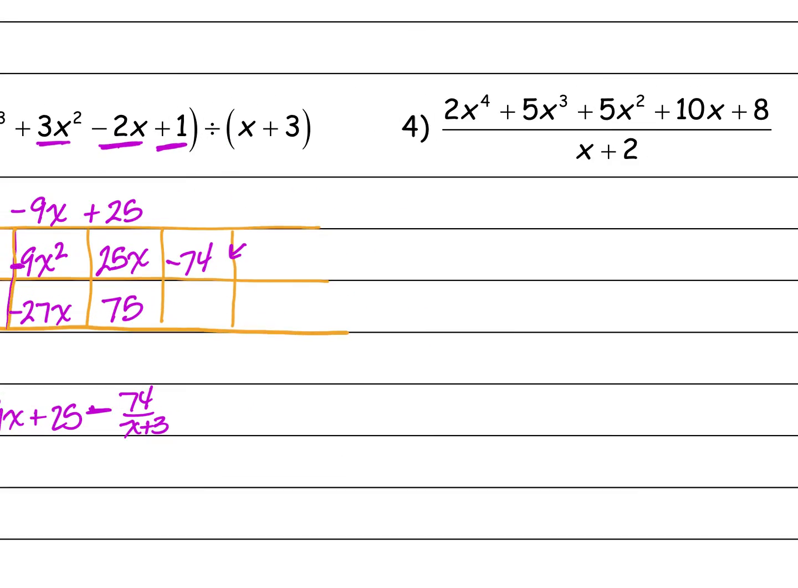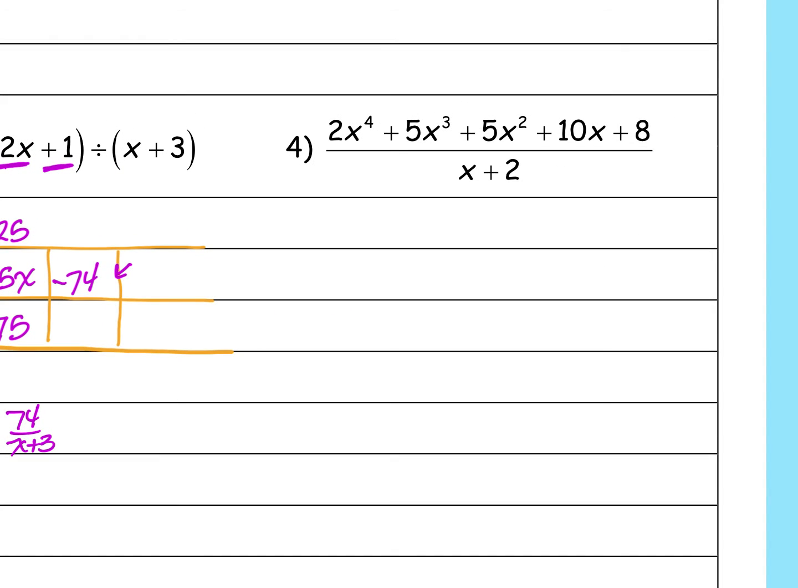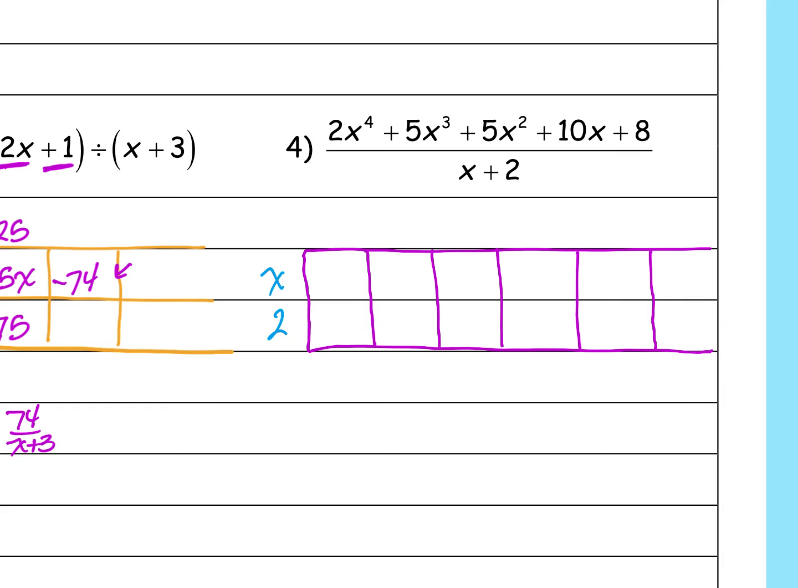So one more, and then you guys are going to go on your own for a couple of them. Now we got an x to the 4th in here, so it's going to be longer. So let's see, x plus 2 over 2x to the fourth. Okay, so what do I multiply x by to get 2x to the fourth?